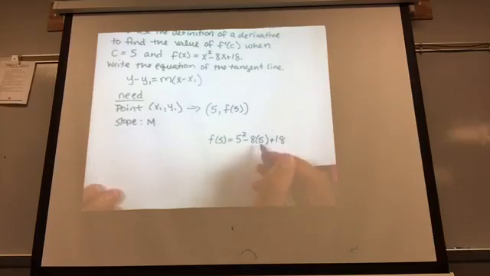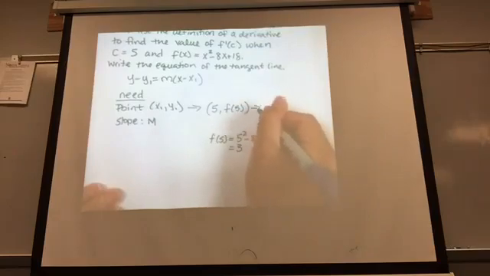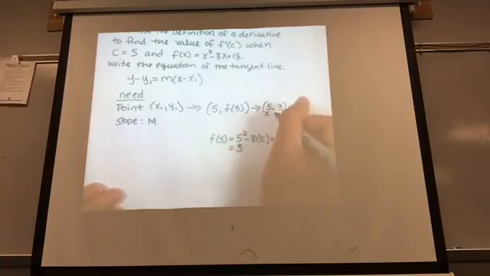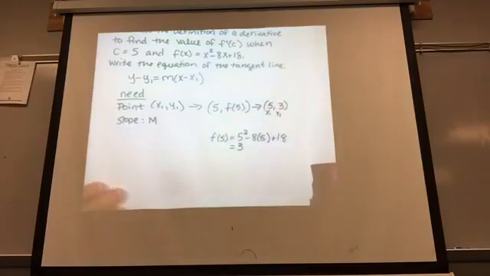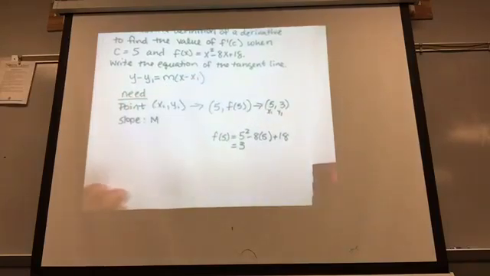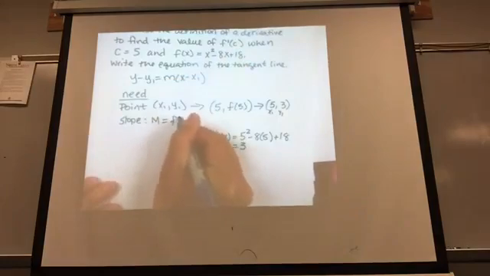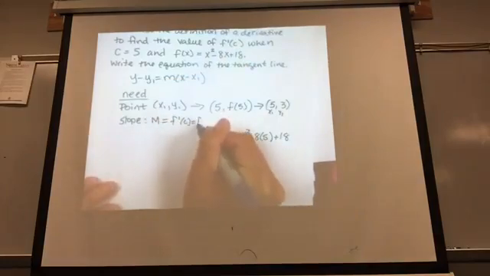And what does that give us? 3. So my point is 5, 3. That's my x1 and my y1. So I've already got part of my answer. So now I need my slope. And my slope, remember, is f prime of c, or f prime of 5.